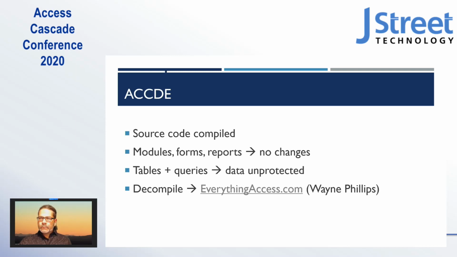So what else can you do to provide a secure Access application? You could, and of course should, use an ACCDE. That means your source code is compiled; your modules, your forms, your reports are secure. The users can't make changes to it. Every object that holds a module is secure, but your tables, your queries, so all your data, is completely unprotected.